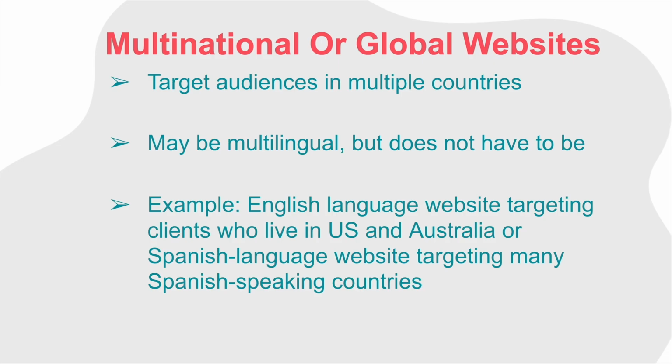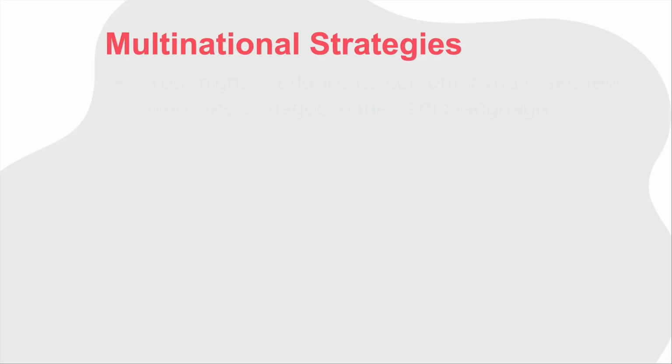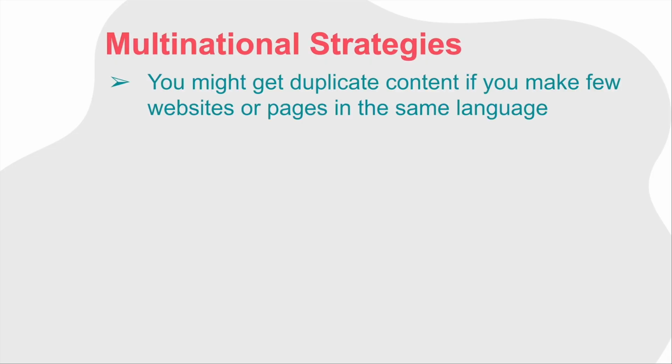Same thing with a Spanish language website. Well, obviously there are dozens of countries in the world where there are large Spanish-speaking populations. So you can easily have just one language on your website, but target many countries. So let's talk about what are the things you should think about and be concerned when targeting multinational websites. You may run into the problem of having duplicate content if you make a few websites, which is rarely recommended.